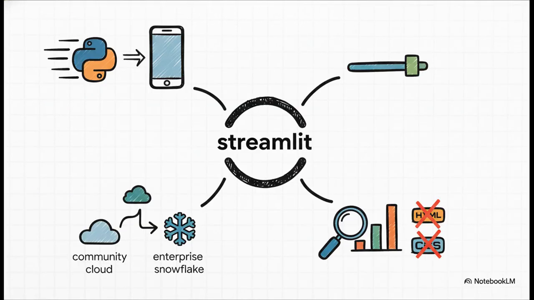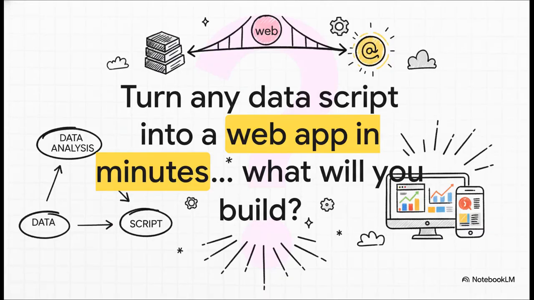So let's boil this all down. What are the key takeaways? First, Streamlit lets you build apps incredibly fast using only Python. Second, adding interactivity is as simple as a single line of code. Third, you've got powerful deployment options, whether it's for free to the community or professionally on Snowflake. And most importantly, it gets you out of the web development business and keeps you focused on what really matters, the data.